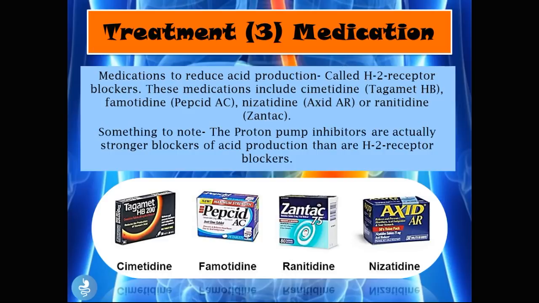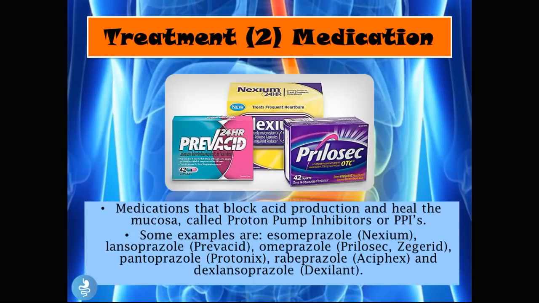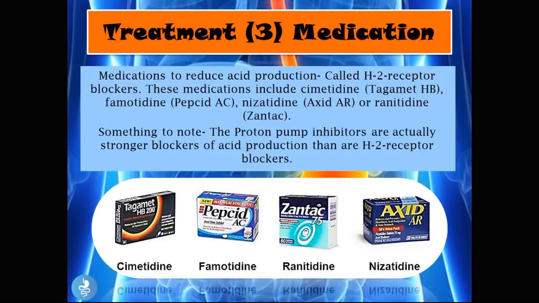And something to note is that the proton pump inhibitors, so the medication that I mentioned before this, so let's go back to that slide. These examples again, lansoprazole, omeprazole, esomeprazole, these are actually stronger blockers of acid production than the H2 receptor blockers. So they're better at combating the acid problem than these H2 blockers.